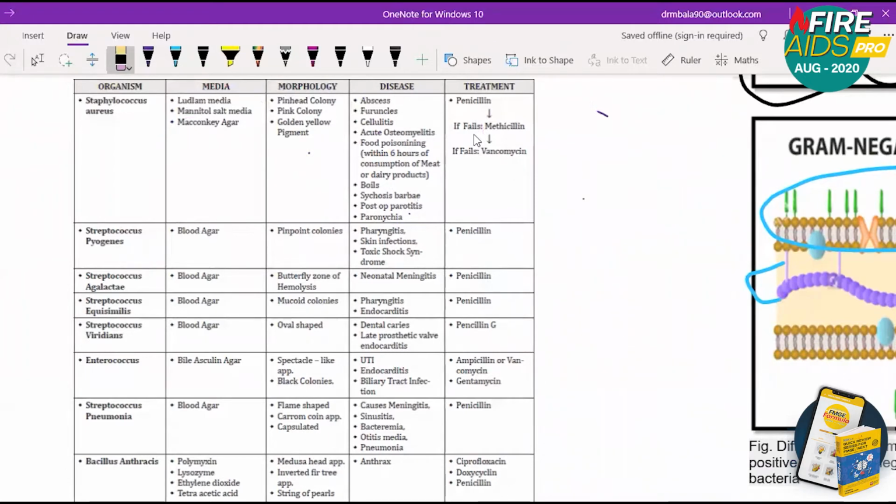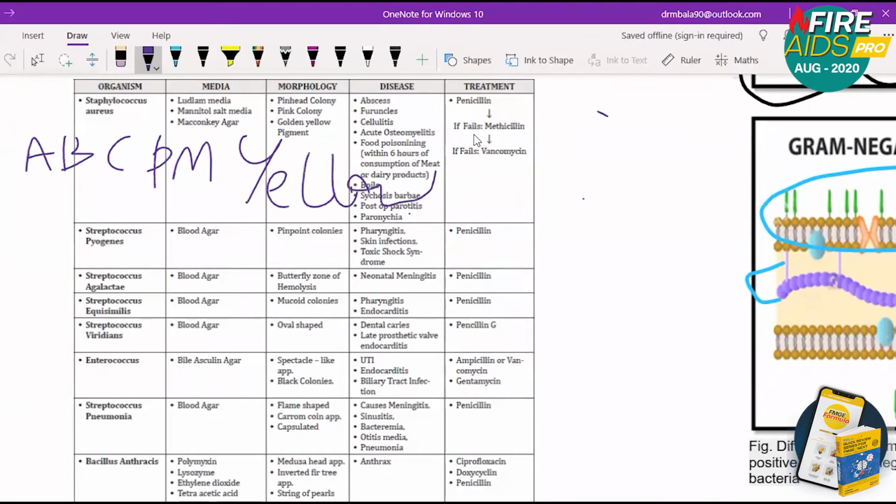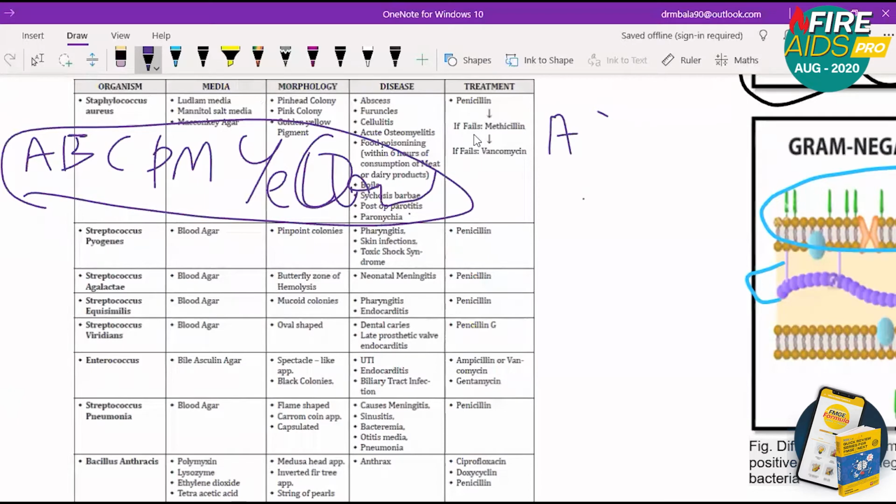So here for Staphylococcus aureus, I write A, B, C, P, M, L. If you remember this mnemonic, that should be fine enough. A, B, C, P, M, L.